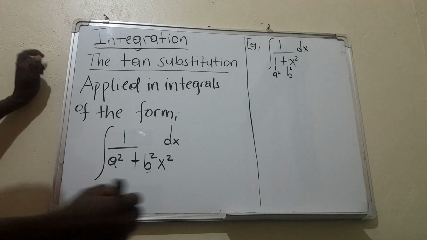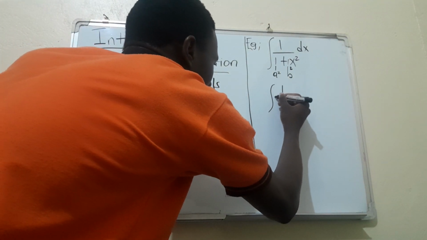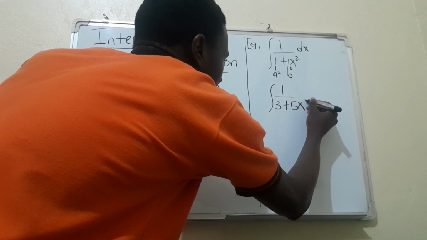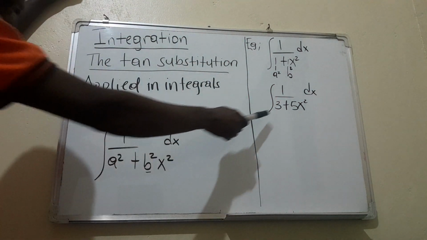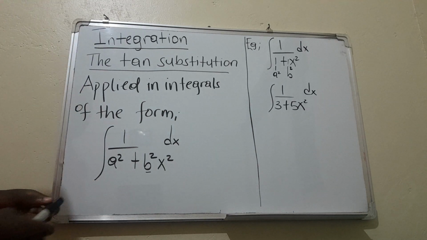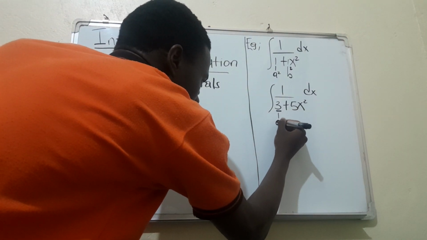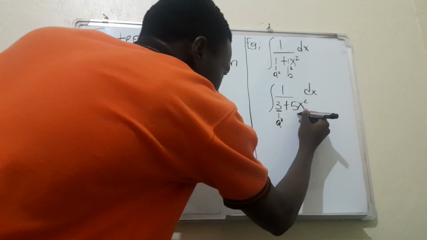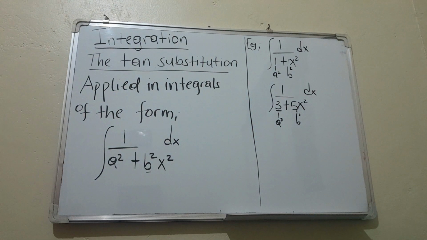Another example, this integral 1 over 3 plus 5x squared dx. To evaluate this integral, you also need tan substitution, whereby your a squared is the first term of the denominator, which is 3. So that is a squared. Then b squared is this 5, and x squared is that.